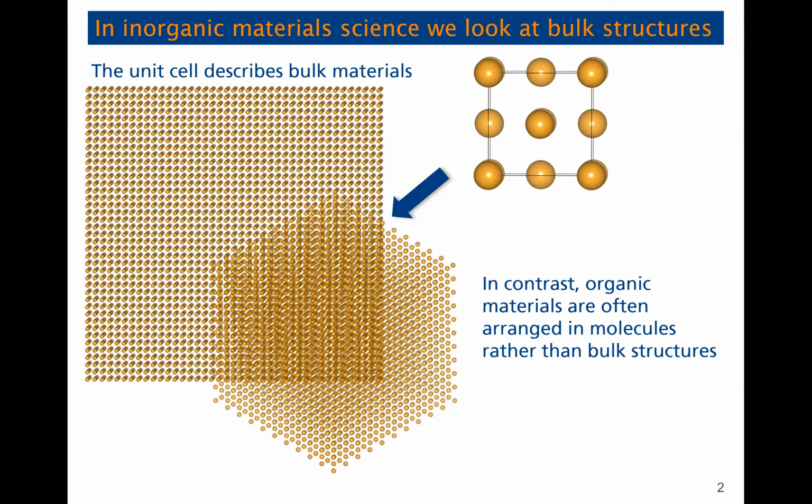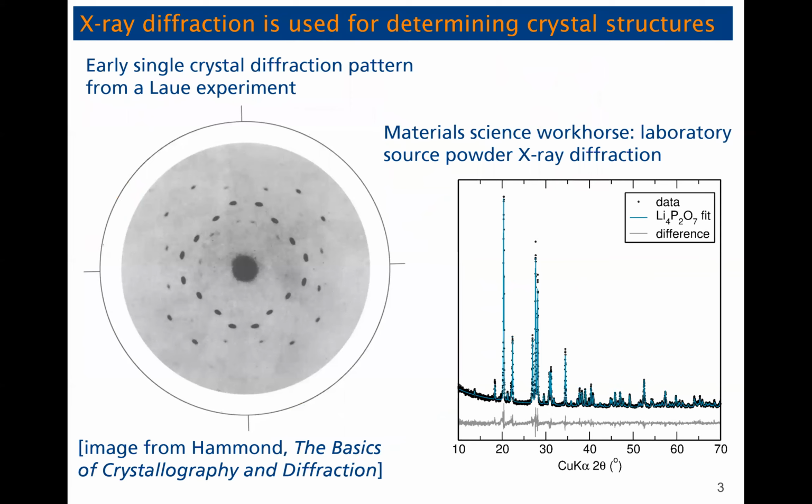So for a lot of different applications, we use X-ray diffraction to determine the crystal structure of a material. On the left, I've got an early single crystal diffraction pattern, a diffraction pattern from a pretty large single crystal material. Whereas on the right, I'm showing a laboratory source powder X-ray diffraction pattern.